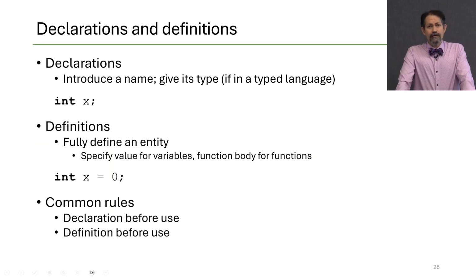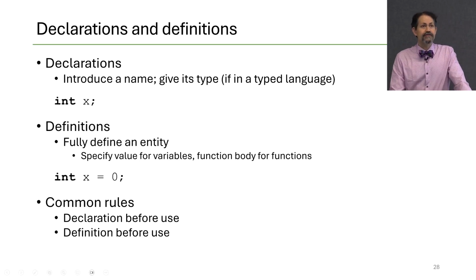First of all, let's talk about the concept of declarations and definitions. Declarations introduce a name, and if we're in a typed language, they also give its type. For example, in C, a declaration might read int x. A definition, on the other hand, fully defines an entity. We specify the value for variables in definitions, and for functions, we'll specify the function body. For example, int x equals 0 would be a definition in C.